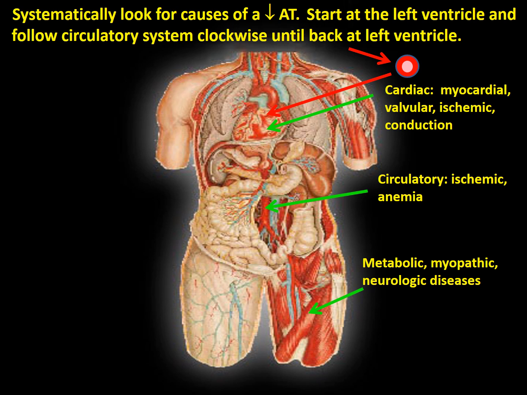Neurologic diseases can also reduce AT. Whether this problem occurs centrally or at the level of the synapse of the muscle, if there are suboptimal numbers of muscle fibers firing, the ones that are working will certainly not be able to achieve a normal VO2.